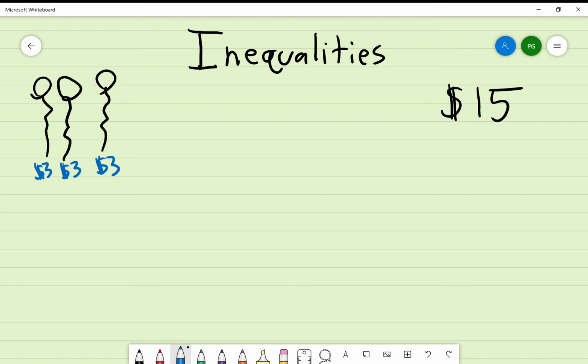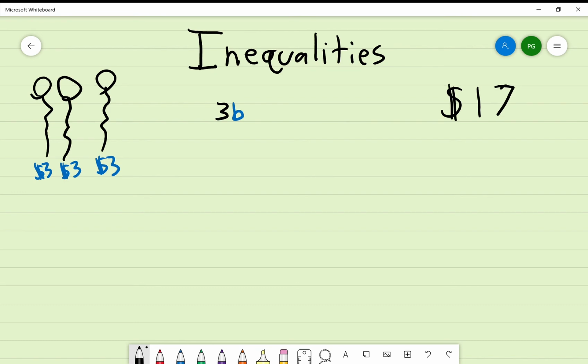This is where an inequality comes in. Okay, so you know that every single balloon, let's use B for balloon, every balloon costs $3, right? But you have, actually let's change that. I'm sorry, I didn't think it through. Let's say instead of $15 you have 17, okay? Let's say you have $17.